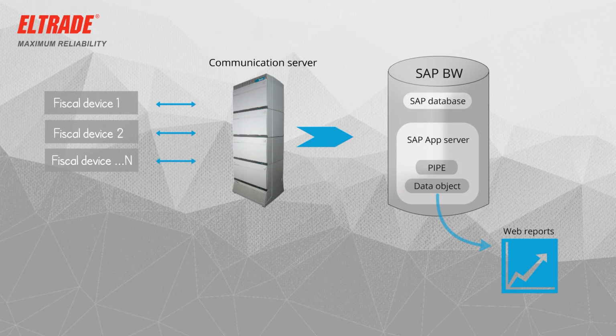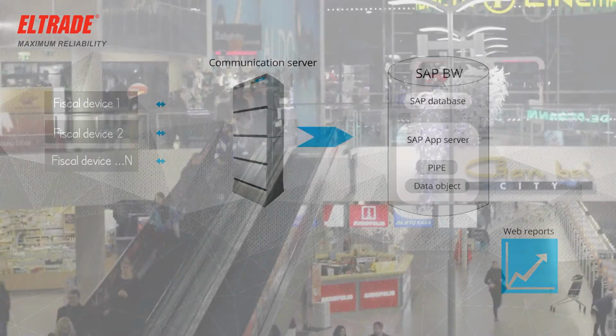SAP BW delivers accounting, analysis, and interpretation of business data, which is crucial for gaining competitive advantage. By using SAP BW, the authorities are able to integrate, transform, and consolidate relevant trade data from external information sources such as point-of-sale systems and other SAP-related systems.